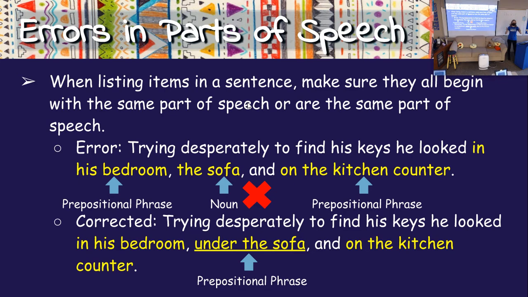So you're just looking at your items in a series, your items that you're paralleling, and you're asking yourself, are these all the same? Grammatically, do they all kind of sound the same, look the same? Okay, and you need to make them all be the same if they're not. So that's the first error that we can fix.